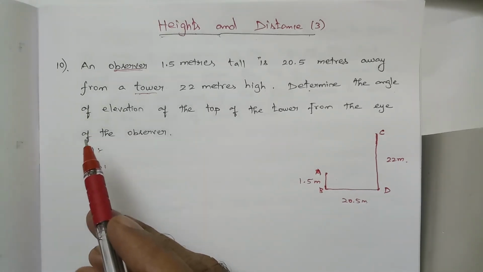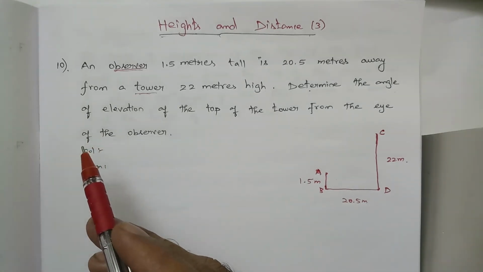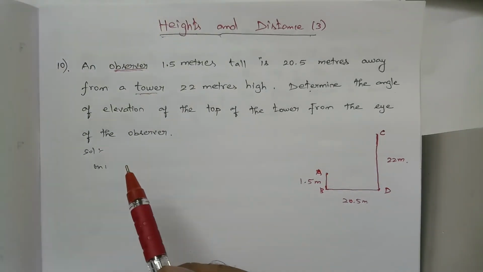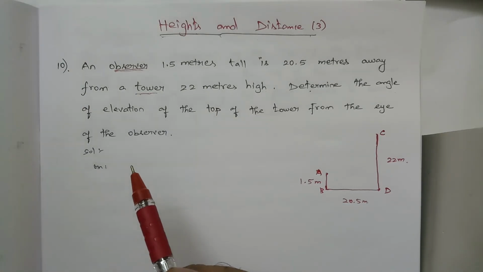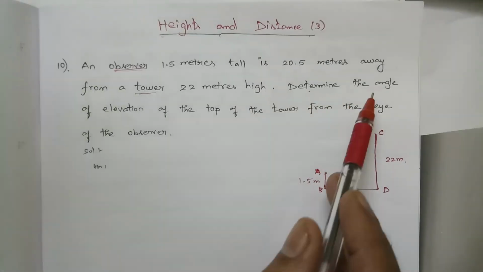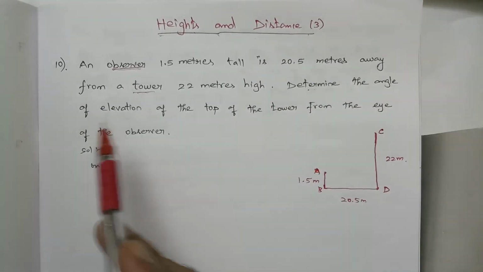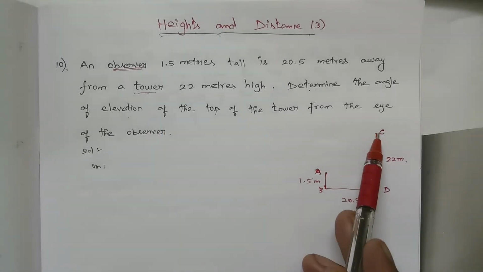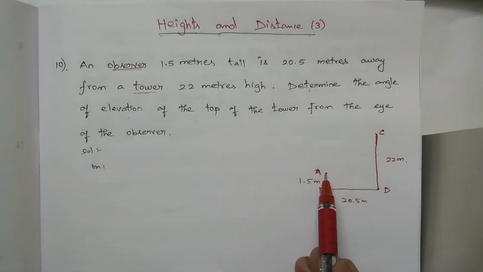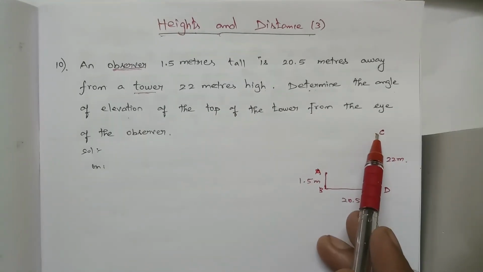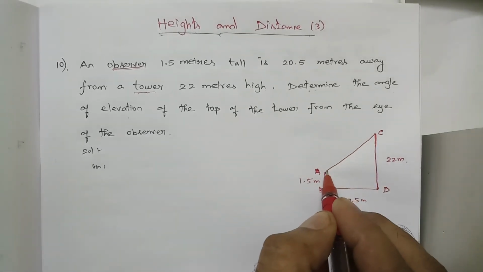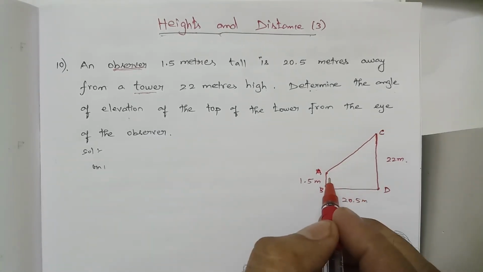we want to know any two sides of a right angle triangle. Then we can find the angle, whether it is angle of elevation or angle of depression, that is not needed. Here we want to find the angle alone. Determine the angle of elevation of the top of the tower from the eye of the observer. The eye of the observer is point A, and the top of the tower is point C. The line AC is the line of sight.